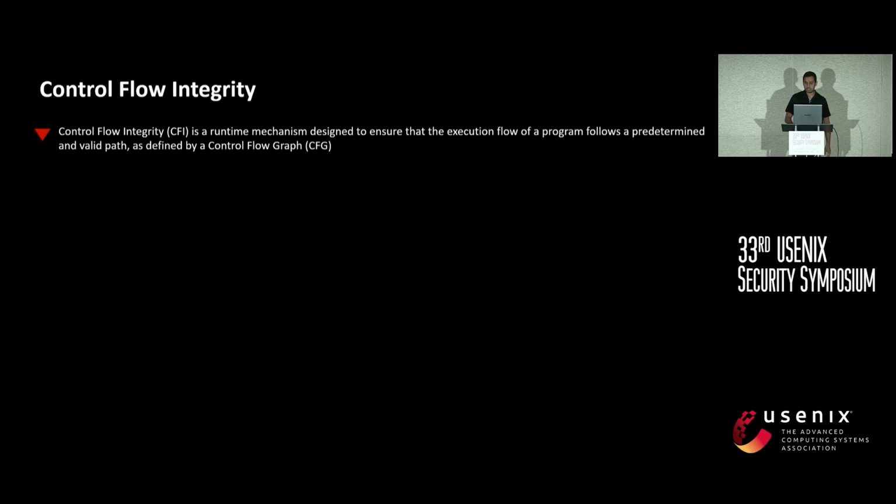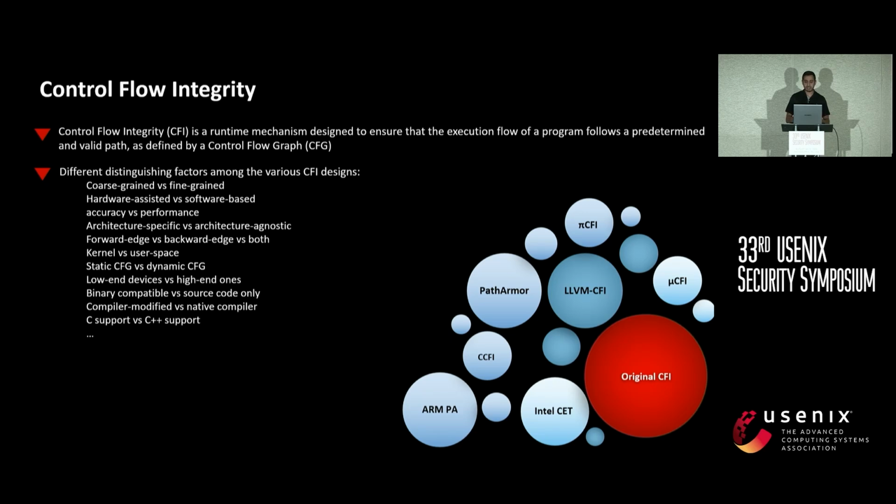So control flow integrity is a runtime enforcement schema that has been designed to restrict the execution of indirect branch instructions, just to adhere to a statically generated control flow graph. And it has been extensively researched in the past 20 years or even more. And we have so many proposals that try to address the trade-off between different aspects like performance versus security and so on.